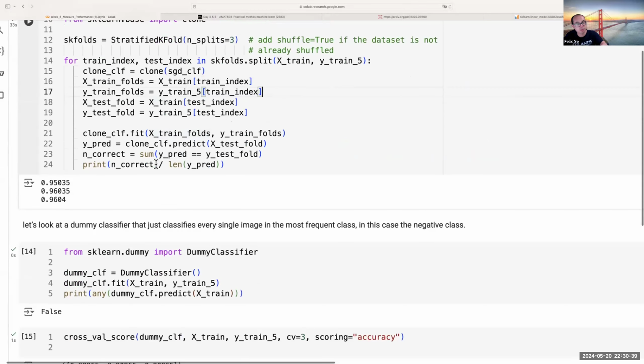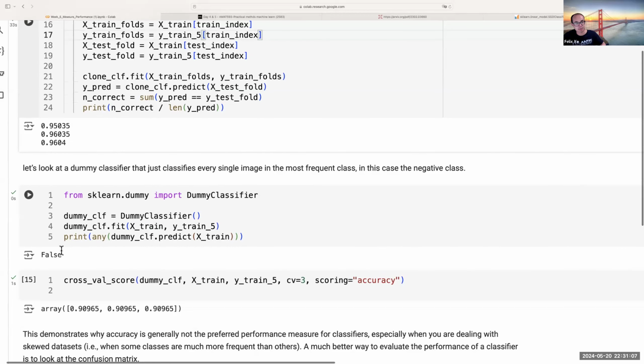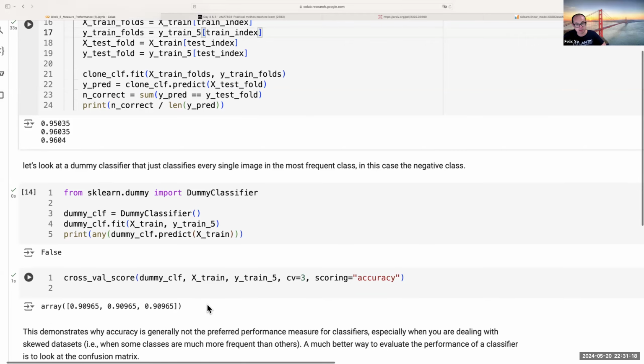Next, let's also look at a very dummy classifier. Basically, what we do is just classify each single image as the most frequent class. In this case, it would just be the negative class, because 90% of the images are non-5, and only 10% of images are 5. If we do this, you will find out this actually predicts every value to be false. But if you do cross-validation here, you're getting almost 91% accuracy.